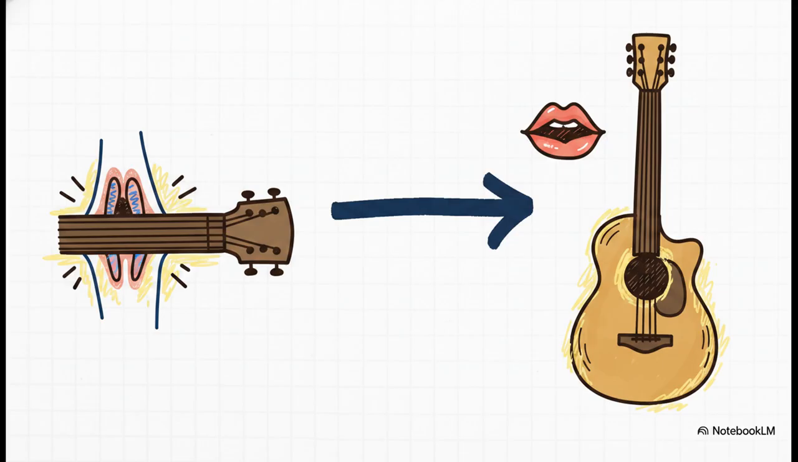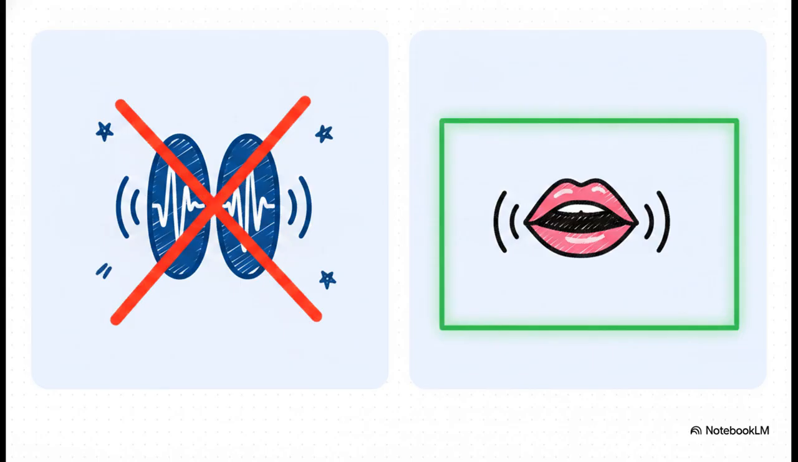It desperately needs the wooden body of the guitar to shape it. For us, our throat, mouth, tongue, and lips act as that guitar body. They are the filter that physically shapes that raw buzz into clear, distinct sounds. Now, here's where it gets wild. We have to separate these two pieces of data.